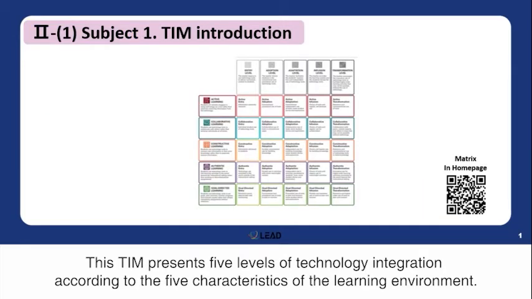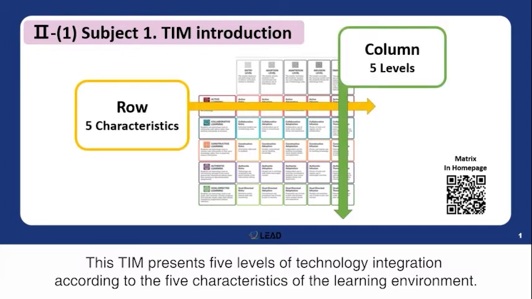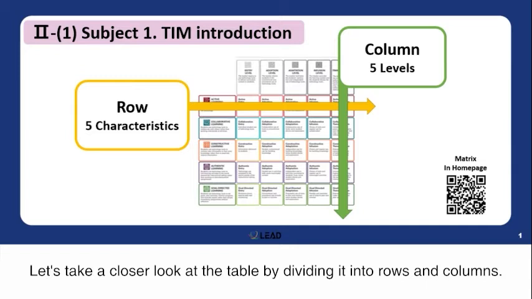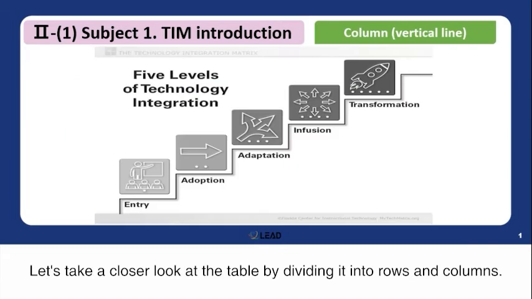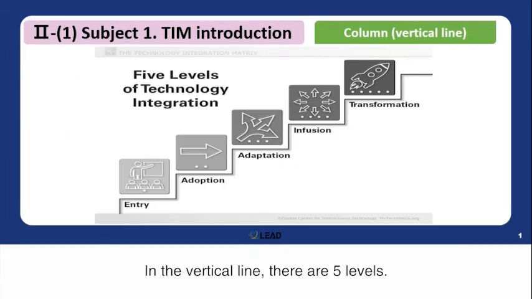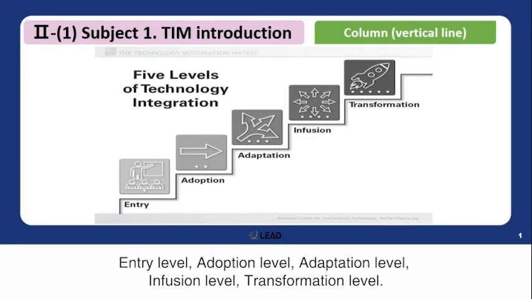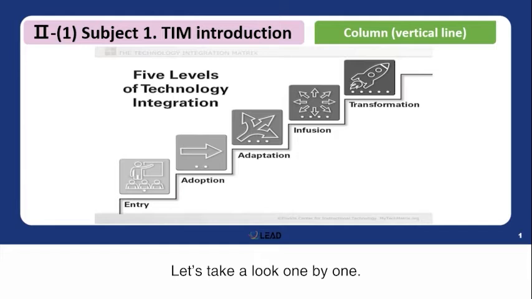This TIM presents 5 levels of technology integration according to the 5 characteristics of the learning environment. Let's take a closer look at the table by dividing it into rows and columns. In the vertical line, there are 5 levels: entry level, adoption level, adaptation level, infusion level, transformation level. Let's take a look one by one.